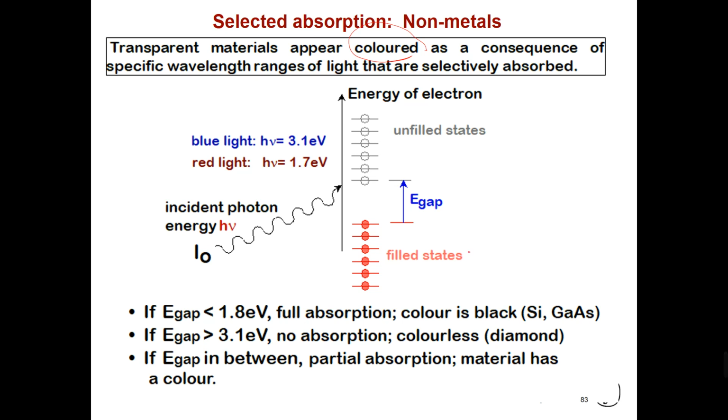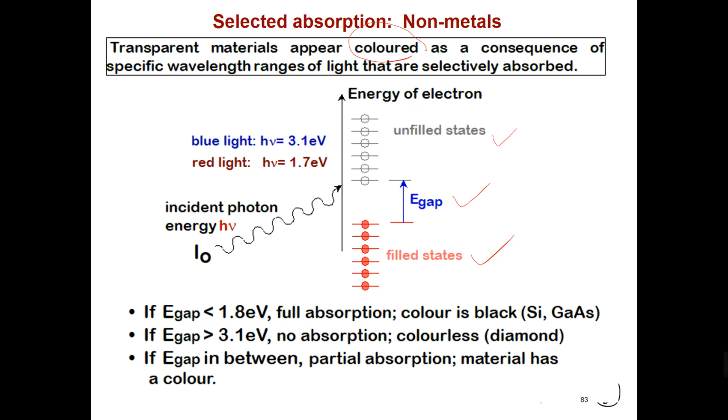And then we have filled states, we have band gap, and we have conduction band. So if E gap is less than 1.8 electron volt, we will have full absorption. So the color that can be seen is black. Example of material is silicon and gallium arsenide.